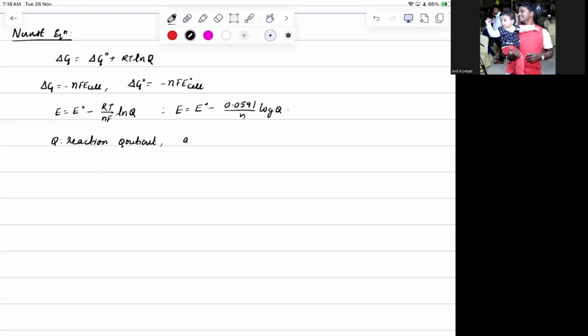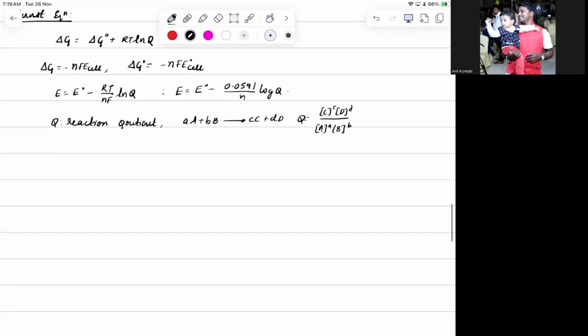So basically, if you have a reaction like aA plus bB giving cC plus dD, then Q shall be concentration of C to the power c, D to the power d, and A to the power a, and B to the power b. So these are concentration terms, but not exactly concentration. These are relative concentrations. So this does not have any units, remember.